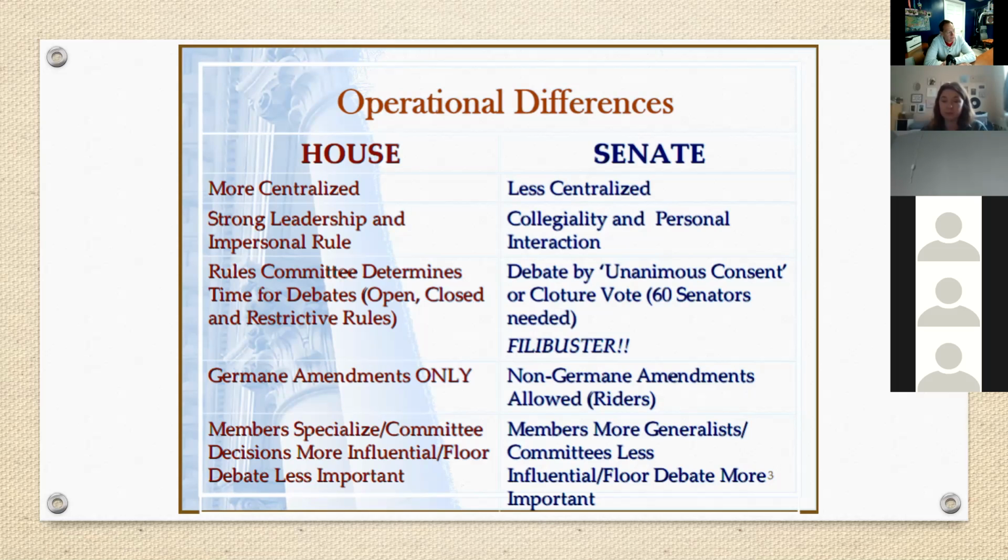And one of my kids leaned over and said, "Dad, where is everybody? How come this place is so empty?" And I told him that they're all in their committees. That's where they do most of their work.